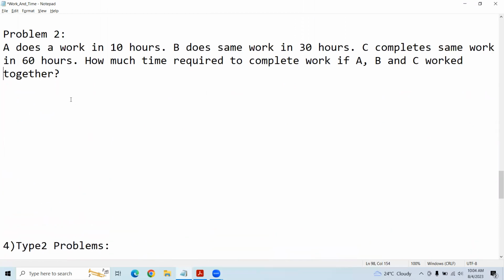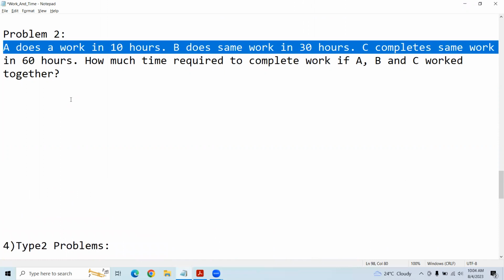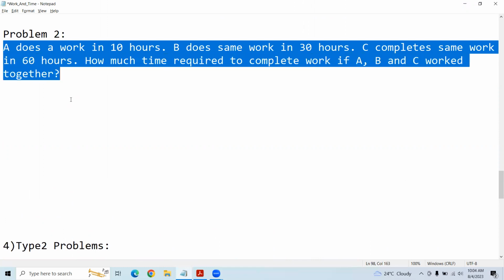A does a certain work in 10 days. B does the same work in 30 hours, and C in 60 hours. So how much time is required if all of them work together?